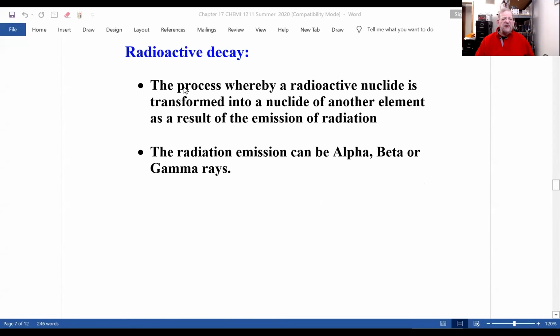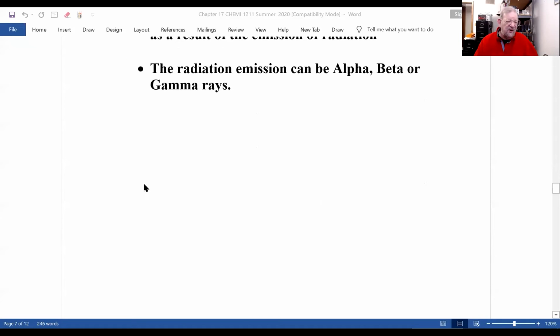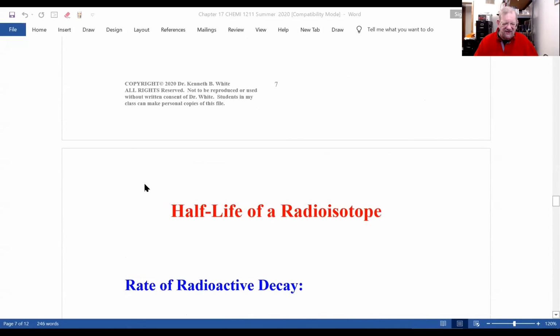Now, radioactive decay is the process whereby a radioactive nuclide is transformed to a nuclide of another element as a result of emission of radiation. And these can be alpha, beta, or gamma rays, which are all lethal to our life, which is why you don't want to be near something radioactive.